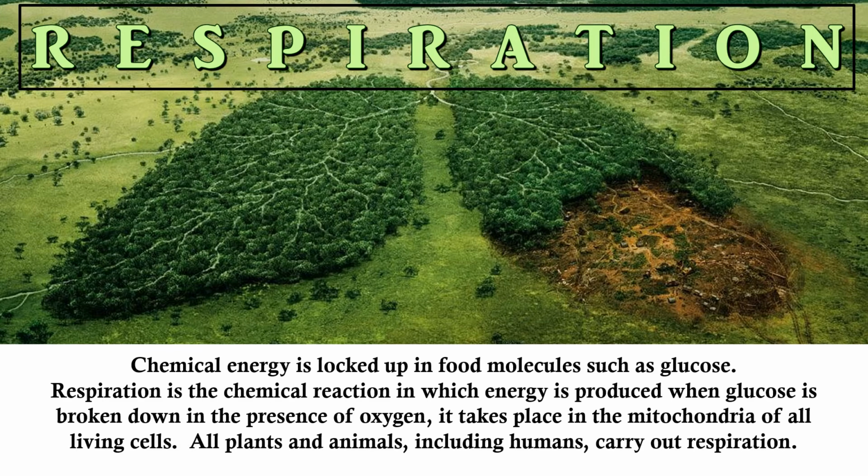The answer is respiration. Chemical energy is locked up in food molecules, and through a process called respiration, when that glucose is burned in the presence of oxygen, or is reacted in the presence of oxygen, energy is given out. Respiration takes place in the mitochondria of all living cells, and every living organism has to respire in order to live. It's in fact one of the 7 characteristics of living organisms.